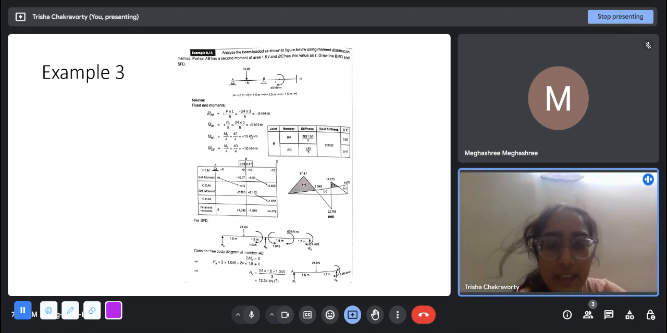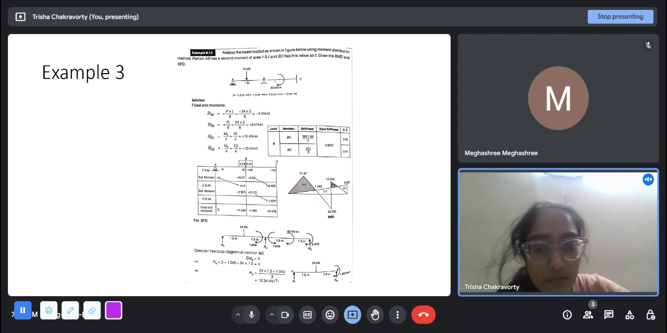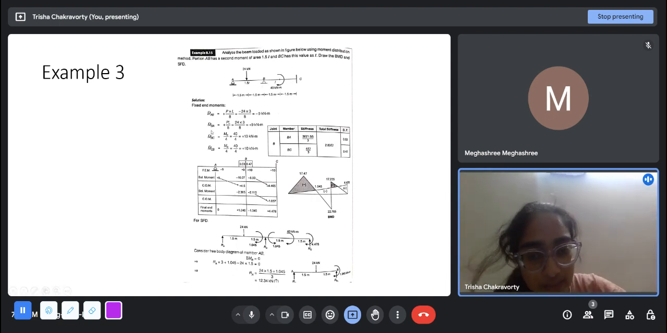And MBC, this is a new loading condition that there wasn't in the table. But remember it, if a moment is applied at any point in the span of a fixed beam, then the fixed end moments will be plus M naught by 4 and plus M naught by 4. Both will be plus because this moment is plus. If this moment was anti-clockwise, it will be minus. So we get plus 10 kilonewton meter at B, MCB bar and MBC bar are both plus 10 kilonewton meter.